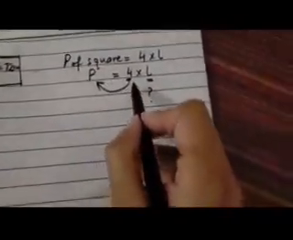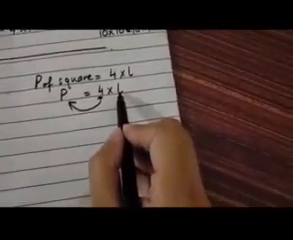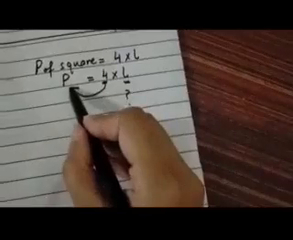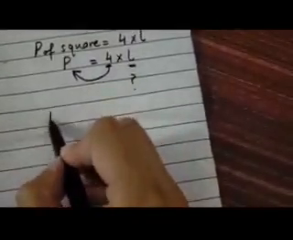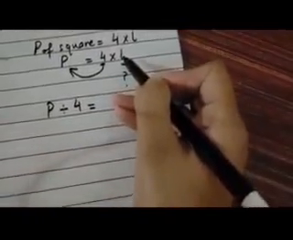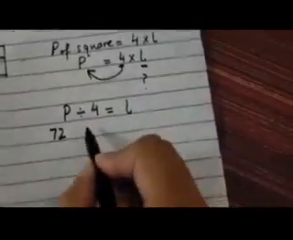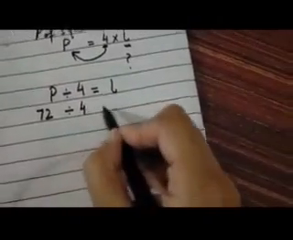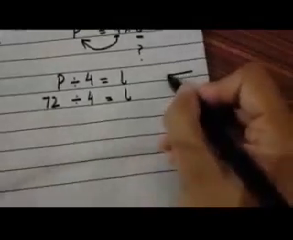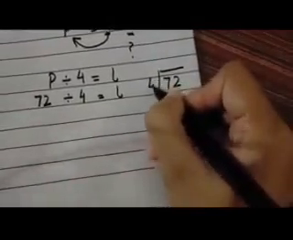Now in this case 4 is multiplying with L and you are taking this 4 to this side. That's why you will divide the perimeter by this 4. And what about the length? It will come as it is. Perimeter is 72 centimeter, that is already given. Now put the value of perimeter here, divided by 4, you will get your length. Now divide 72 by 4.